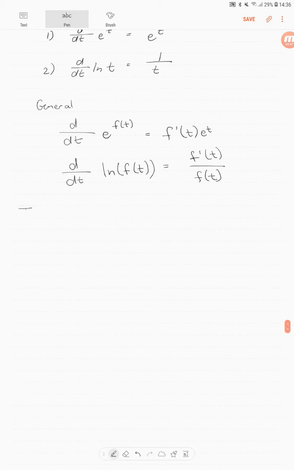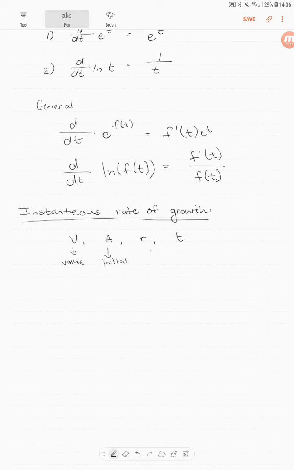So finally, we need to look at instantaneous rate of growth. Before we had V, A, r, and t. V was the value of our investment, A was the initial amount, r was the interest rate, and t was the time invested, for example.